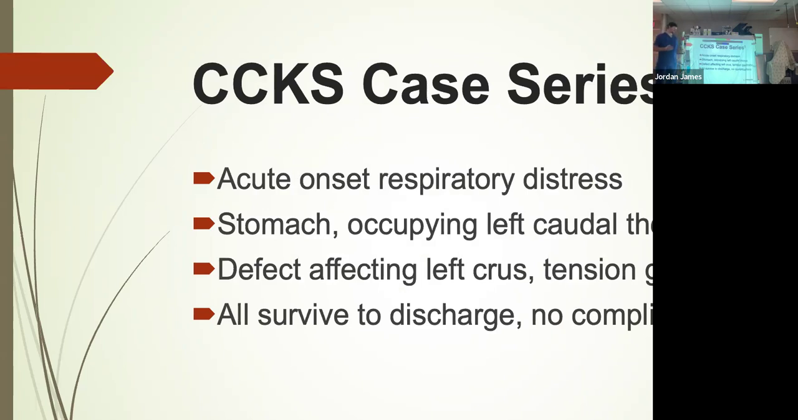And it was mainly because the stomach was occupying that left caudal thorax. It is mainly due to a defect of the left crus, which then leads to what they call a tension gastrothorax, where the stomach is allowed to herniate through and then it fills up with a bunch of air, and they have this acute respiratory presentation. All of the patients in that particular study did survive to discharge with no complications.